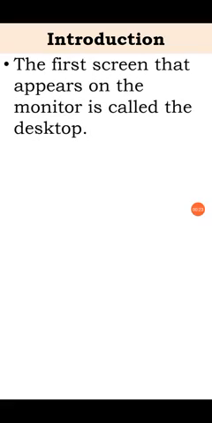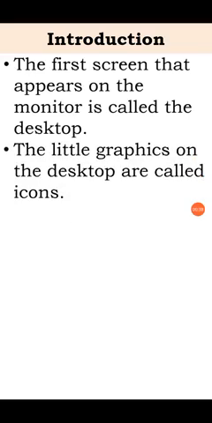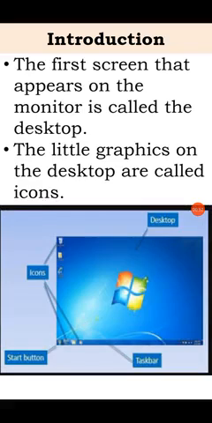The first screen that appears on the monitor is called the desktop. Whatever the first screen you see on the monitor when you switch on the computer, that screen is called the desktop. The little graphics on the desktop are called icons. On the desktop you may see small pictures with labels. These small pictures are nothing but icons. See the picture of the desktop and the icons, start button and taskbar.